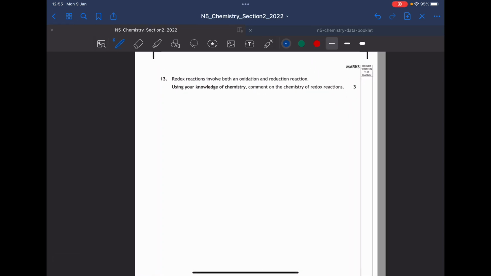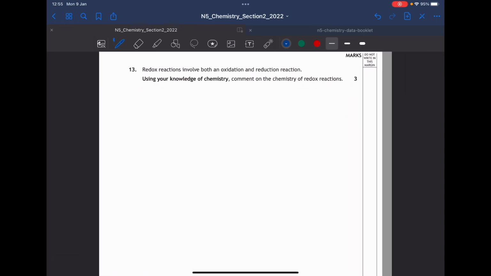And then lastly, this open-ended question. So it's all about redox reactions. So redox reactions involve both an oxidation and a reduction. Using your knowledge of chemistry, comment on the chemistry of redox reactions. So there's quite a lot you could really talk about here because it is very vague. So it leaves it open to a lot of things.